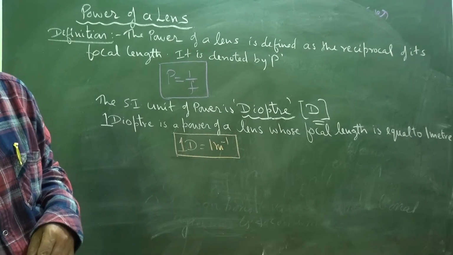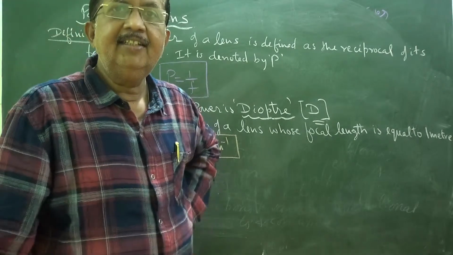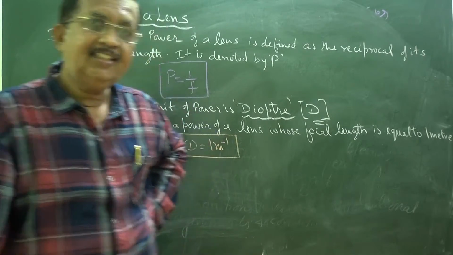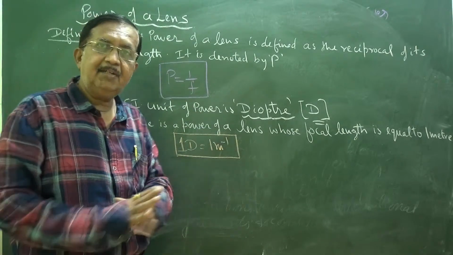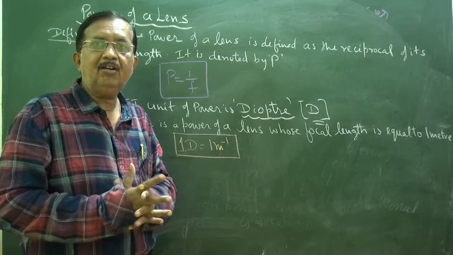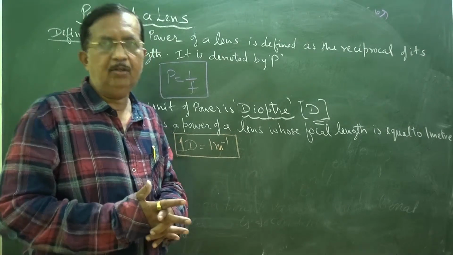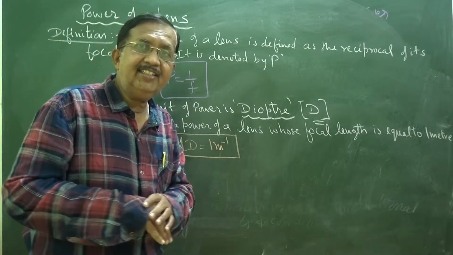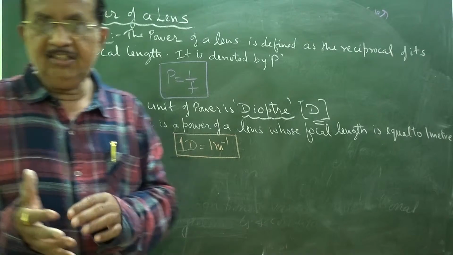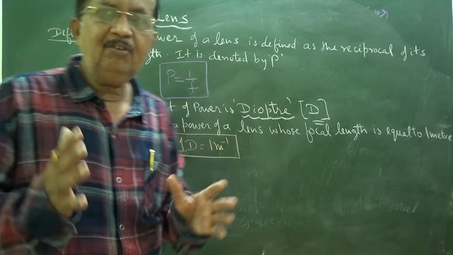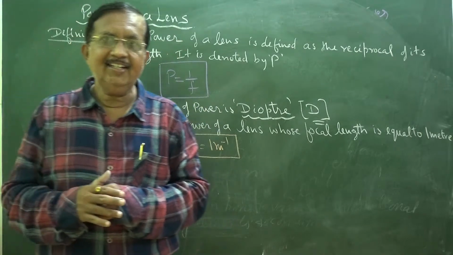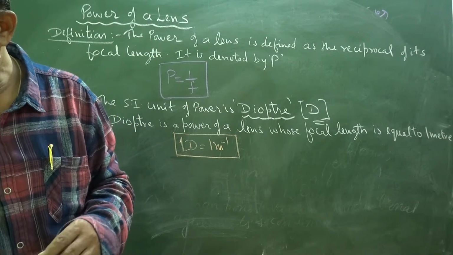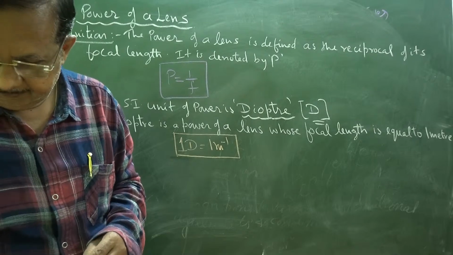Suppose a lens has plus 2 D. The power of the lens is plus 2 diopter. So the power of a convex lens is positive, whereas the power of a concave lens is taken as negative. Okay, children, write down: power of a convex lens is positive.